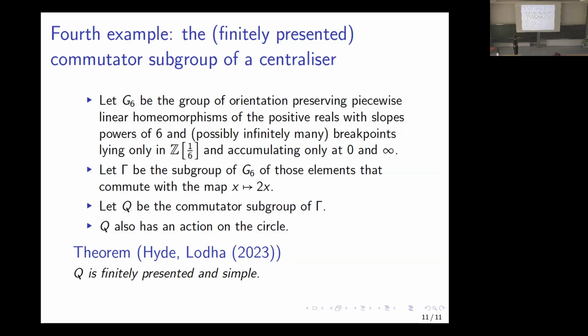And you can look at the log of the slopes on either side and look at the differences of them, and then you can sum that up over a particular orbit of breakpoints in an interval of a fundamental domain of x goes to 2x, and that gives you a number. So you get 6 of these orbits, but the sum of each of the integers you get for each must add up to 0. So you only get Z to the 5 in the end.